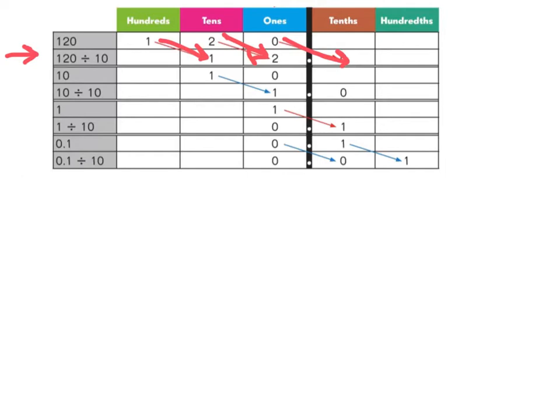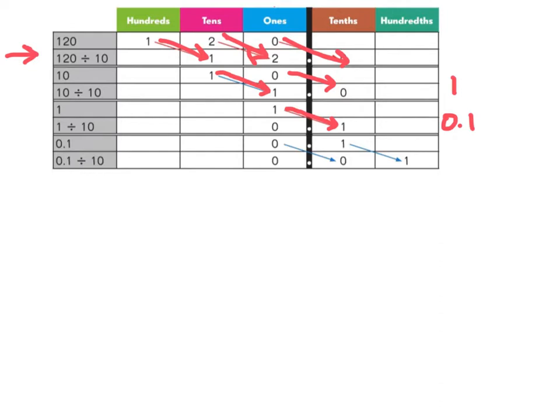Let's divide 10 by 10. Our digit in the ones column, 0, moves to the tenths place, and our digit in the tens column, 1, moves to the ones place, giving us a new answer of 1. Now let's divide 1 by 10. Our digit in the ones column is going to move to the tenths place, one place to the right. And a 0 will come in and take the spot in the ones place, giving us a new answer of 0.1 or 1/10.